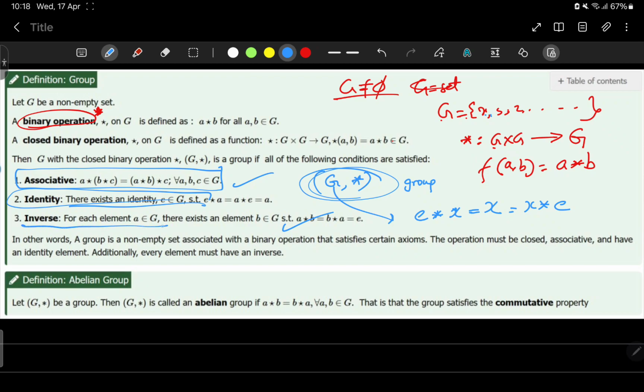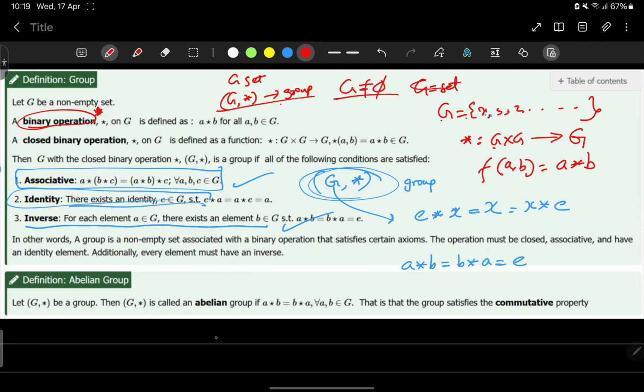And what is the other one? For each element A, there exists an element B such that the operation gives the identity element. Not multiplication, it is a binary operation, and you get the identity element. So basically G is a set, and G along with the closed binary operation is known as a group when it satisfies these conditions.